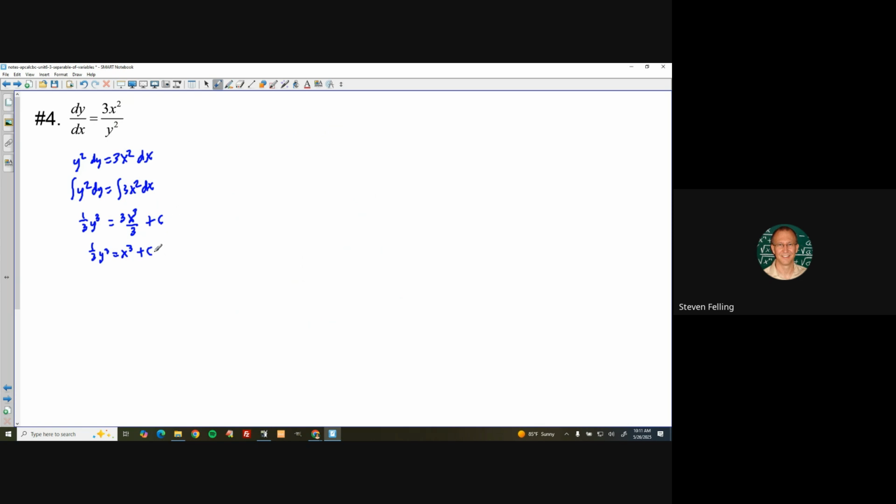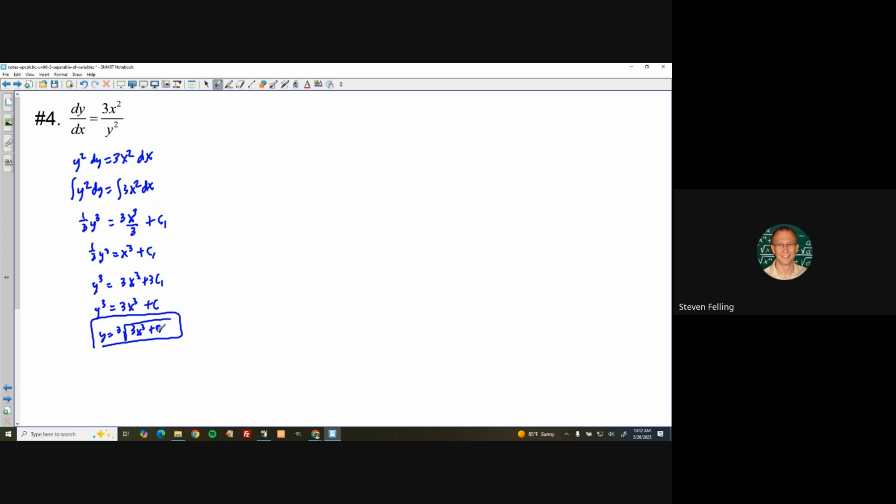Okay. Then what we could do is maybe triple everything to get rid of this 1/3. So that would be y cubed. I'm going to call this c1. So this is y cubed equals 3 times x cubed plus 3 times c1, which I'm just going to relabel as a new constant, which I'm going to call c. So now I'm just going to rebrand this 3 times that constant, a new constant called c. And then finally I'm going to take the cube root of both sides. The cube root of 3x cubed plus c. And that is the correct solution.